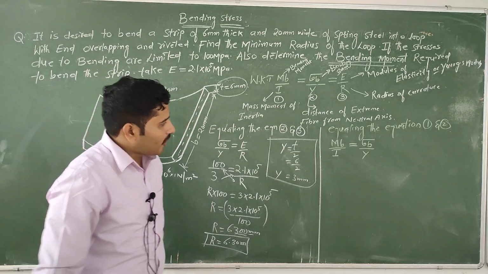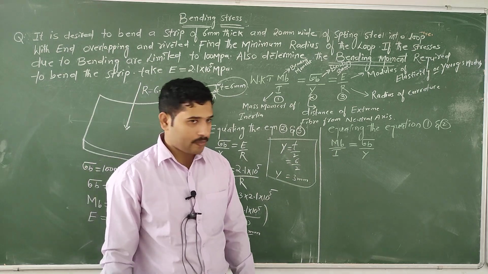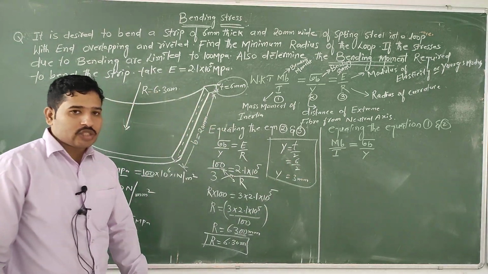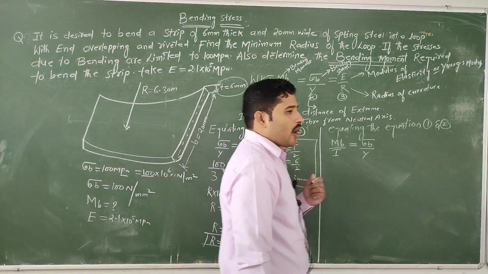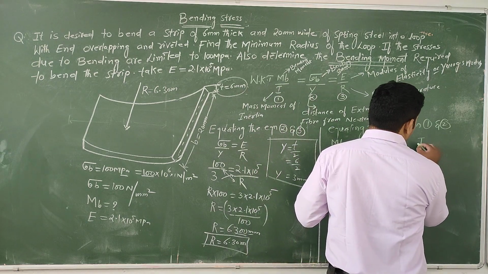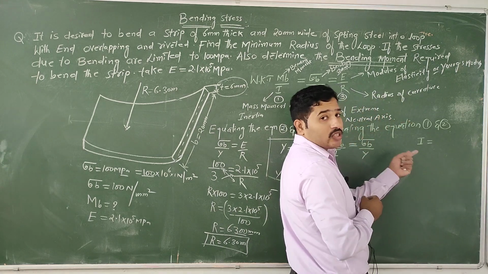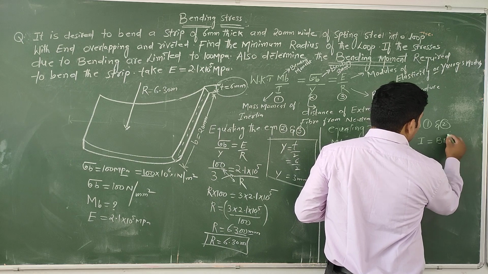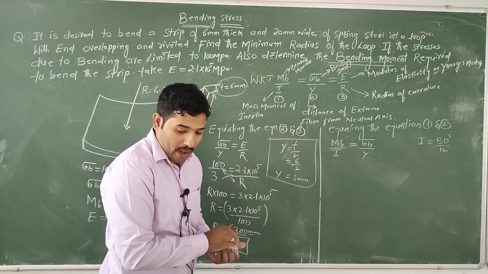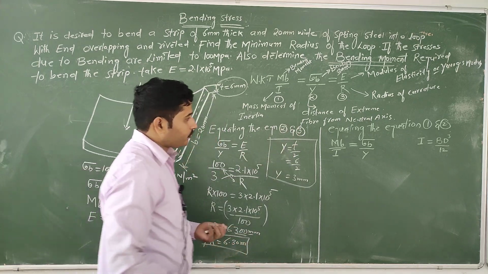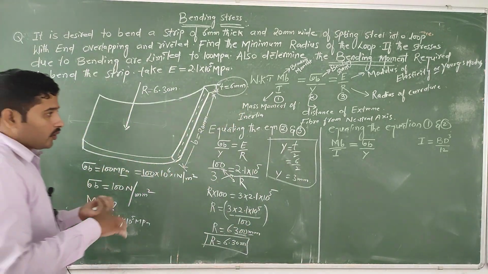Is it right? Actually, what we need to find out is the bending moment. I indicates the moment of inertia of a strip, which is given by the formula BD cube by 12. Is it right? So B, how much is given? 20 mm.